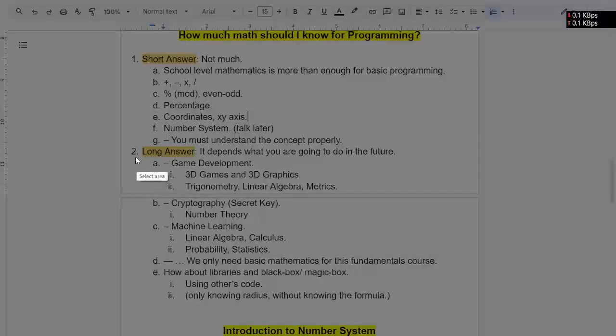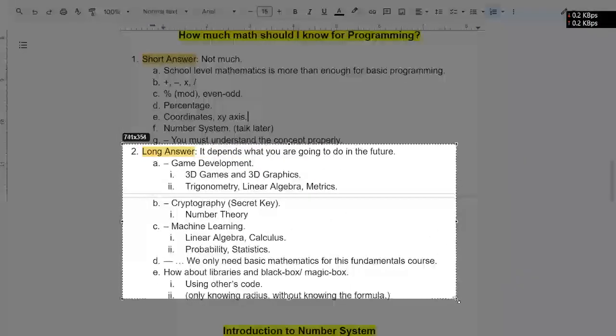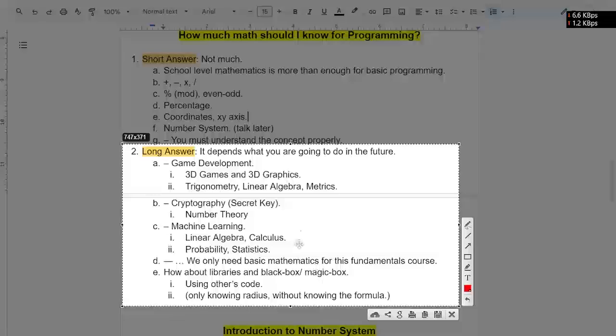And then if you want to know how much math you need for programming, the long answer is it depends on what you are going to do in the future. If you want to develop games and 3D graphics, you have to know trigonometry, linear algebra and matrices. And if you want to do cryptography and some secret key or hashing, then you have to know number theory very well.